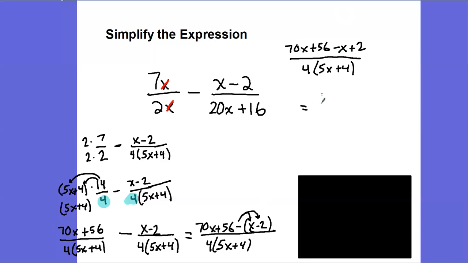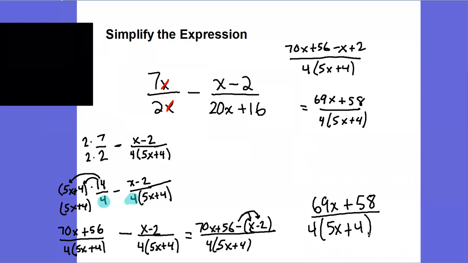Combine your like terms. 70x minus x is 69x. Positive 56 plus 2 would be plus 58. And my denominator is just 4 times the quantity 5x plus 4. And that should take care of it. Just do a quick check here to make sure I got that answer. 69x plus 58 over 4 times the quantity 5x plus 4.